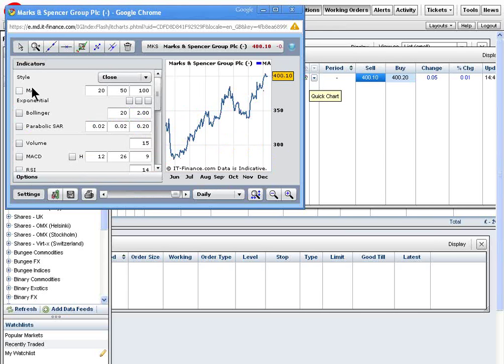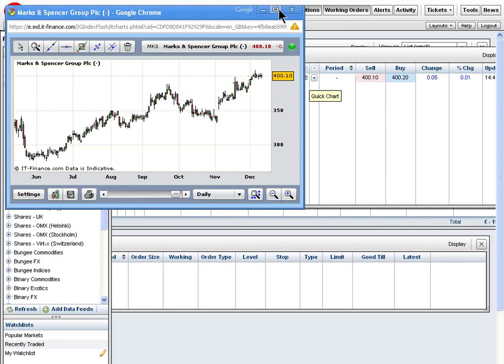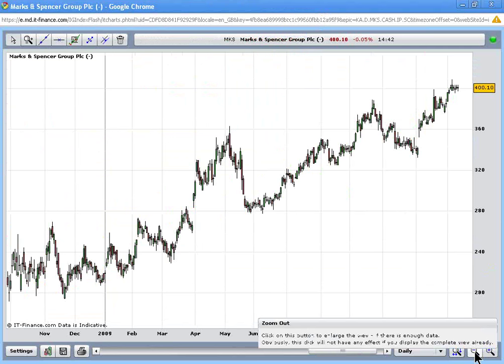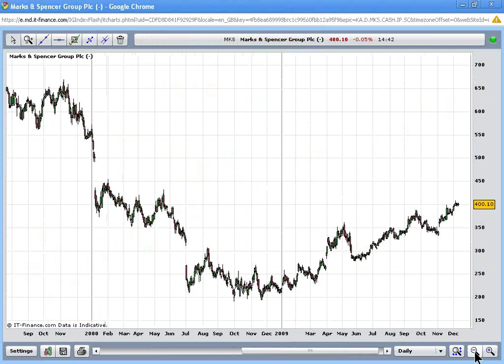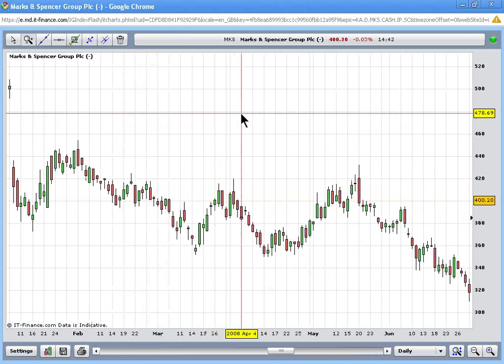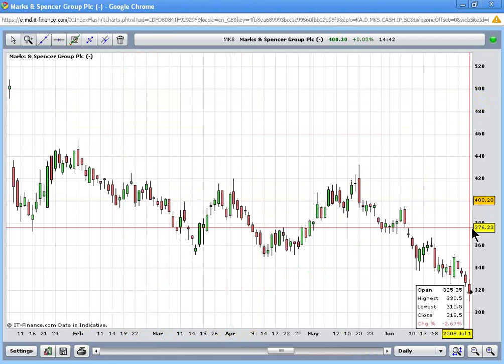Let me just change this chart and tidy it up a little bit. Okay. Right. The way guaranteed stop losses can protect you. There's an example there. That one will do. Let's zoom in here on Marks and Spencer. So we're zooming in beginning of July 2008. So we're going back in time a little bit now.